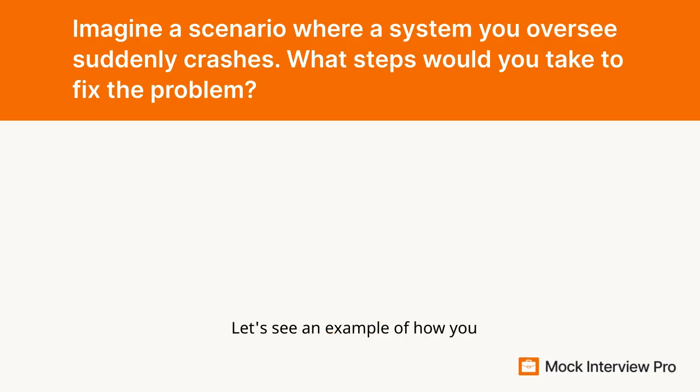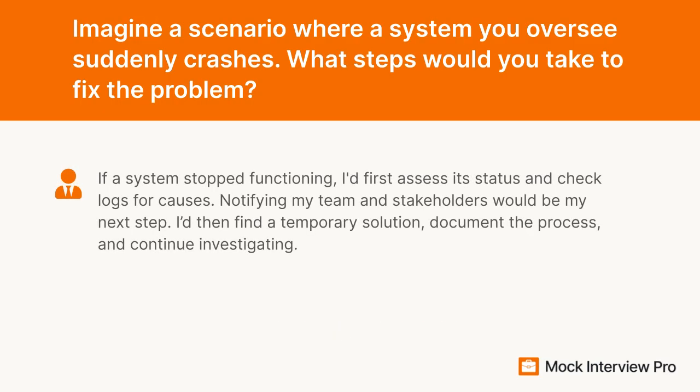Let's see an example of how you might answer this question. If a system stopped functioning, I'd first assess its status and check logs for causes. Notifying my team and stakeholders would be my next step. I'd then find a temporary solution, document the process, and continue investigating.